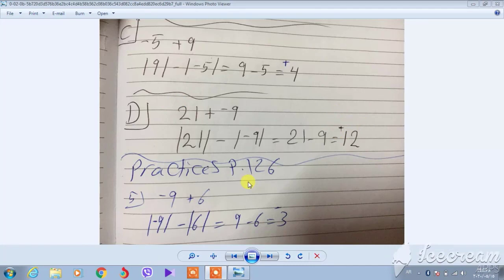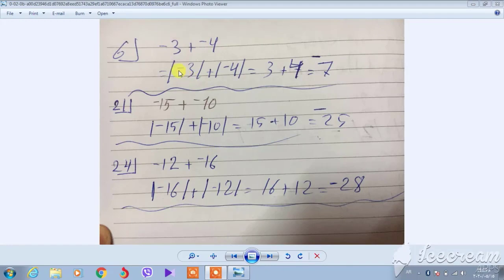In the practice on page 126, we also have examples. -9 plus 6 equals what? We write the absolute value of the greatest number. Change plus to minus, then the absolute value of the lesser number. The absolute value of 9 equals 9. The absolute value of 6 equals 6. 9 minus 6 equals 3. Because the greatest number has a negative sign, we write negative in the answer, student. And now we have more practice.